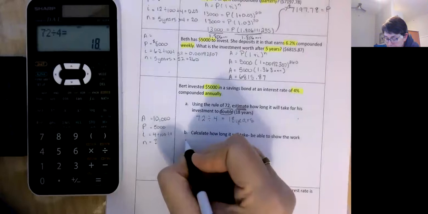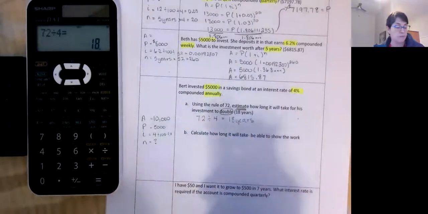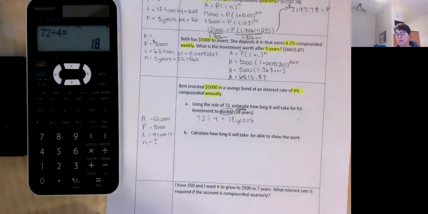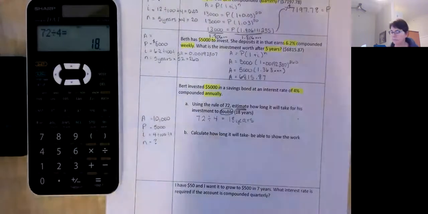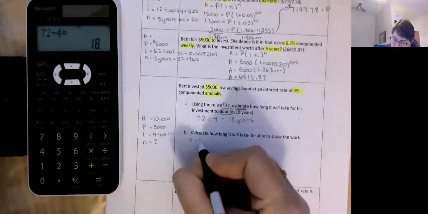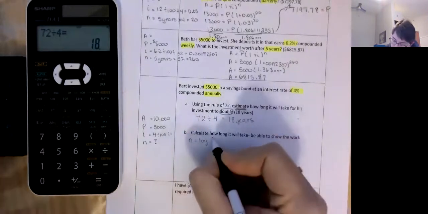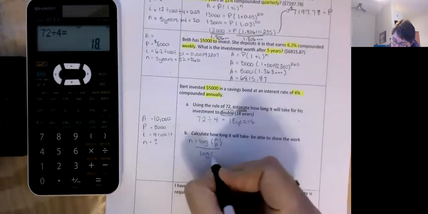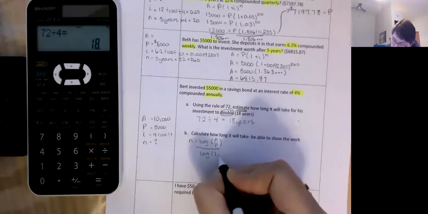I'm going to do it again. I'm going to find my formula, because I know there's a special formula that we can use. Pardon me while I look for it. There it is. It's number 27. N is equal to the log of A over P over log of 1 plus I.